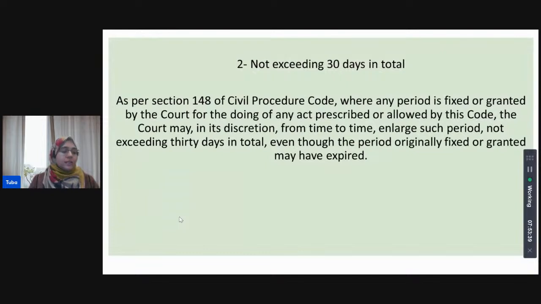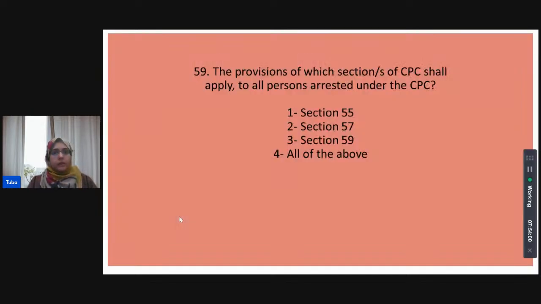It is not exceeding 30 days in total. Aditya, that is correct. Option 2. As per Section 148, where the Civil Procedure Code is otherwise giving you a time limit, the court has a discretion to enlarge the period, but that discretion is capped at 30 days in total, not 60, Shakteja, only 30 days in total.